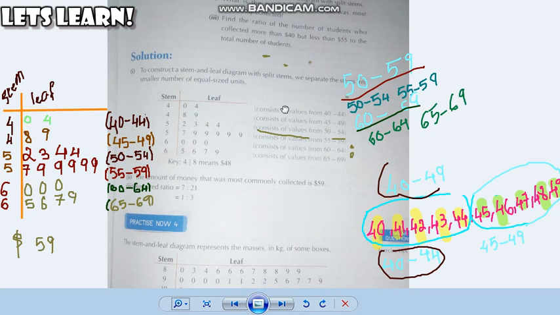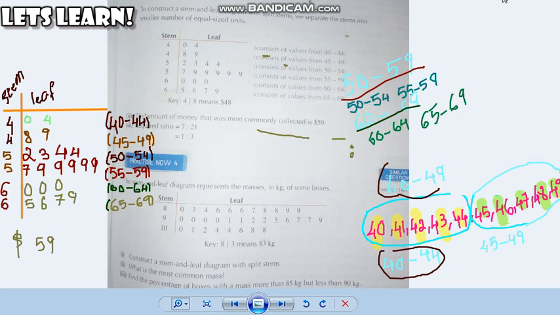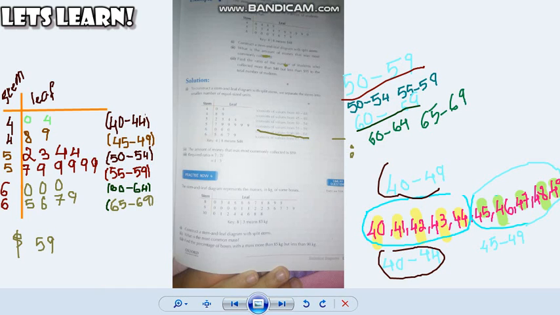Your homework is you're going to do practice now number 4. We're going on page number 462, exercise question number 9. So you're going on page number 462, question number 9 आपका ये homework होगा। So I hope it was clear to everybody.